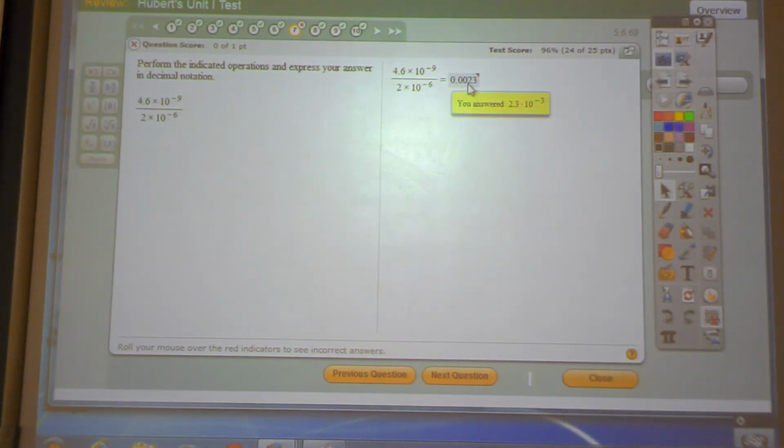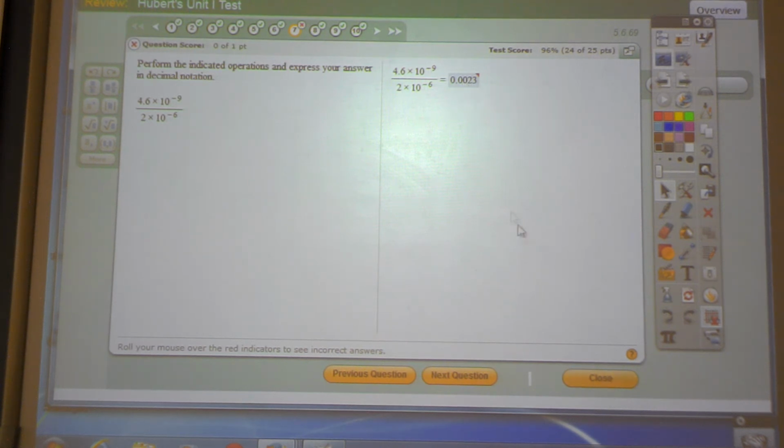Oh, they wanted it in decimal notation. Okay, I still got it right. I would have given y'all the answer. I would have given y'all that. 1, 2, 3, yeah. I thought it said put it in scientific notation. Huh. I must have been looking at it wrong.